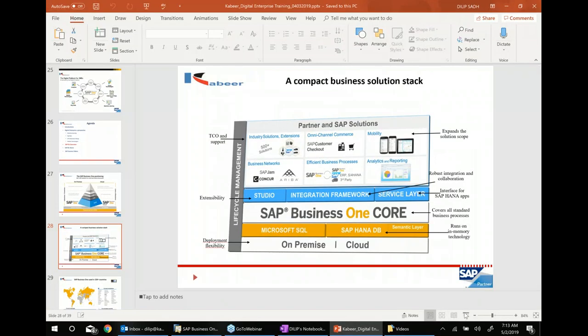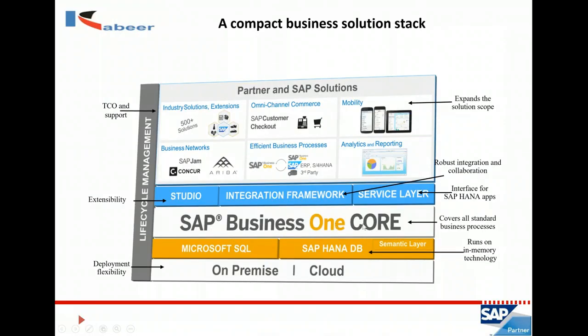So that is what we see here. We have SAP Business One Core, which runs on SQL database, which runs on HANA database, which runs on premises, which runs on cloud. It has a studio inbuilt into it. It's an integration framework, so you can integrate SAP B1 to other products. It has an inbuilt mobile app. So when you buy SAP B1, mobile app comes with it. It has a reporting analytic platform. It's an e-commerce platform. There are 500 plus other extensions which are there in the standard SAP.